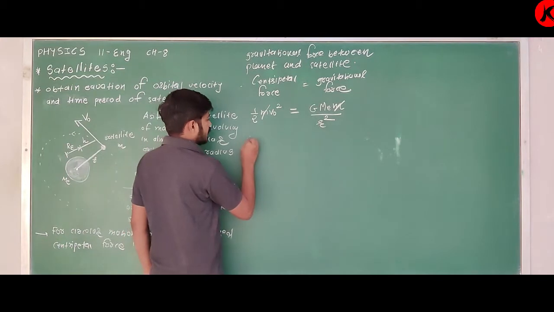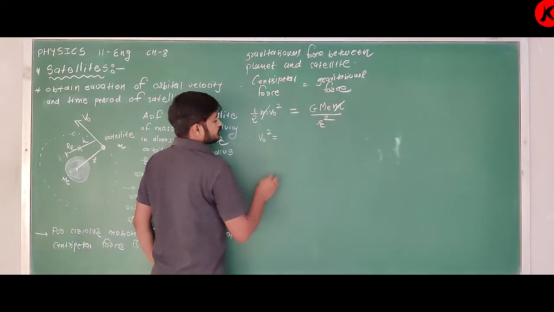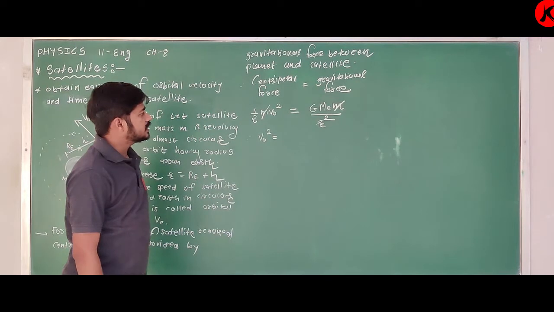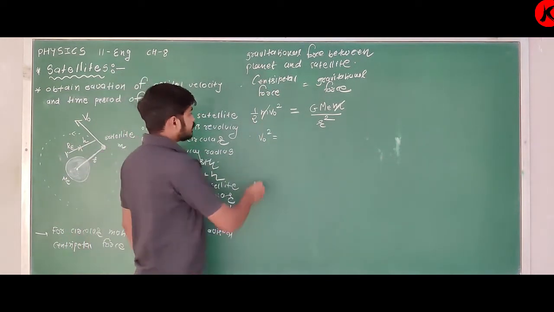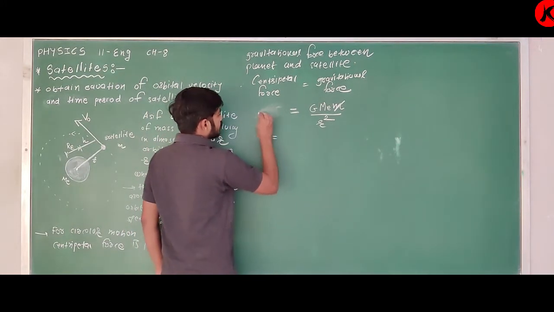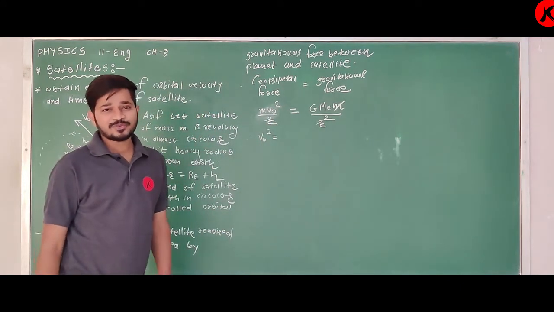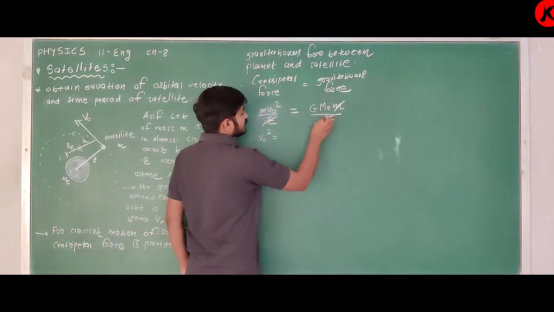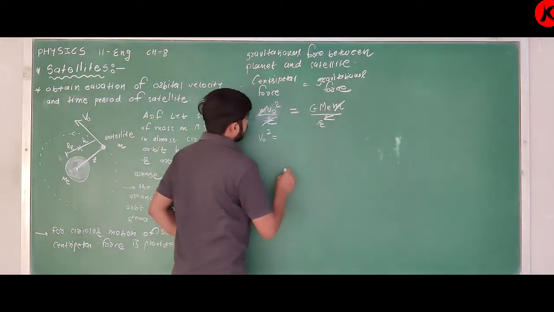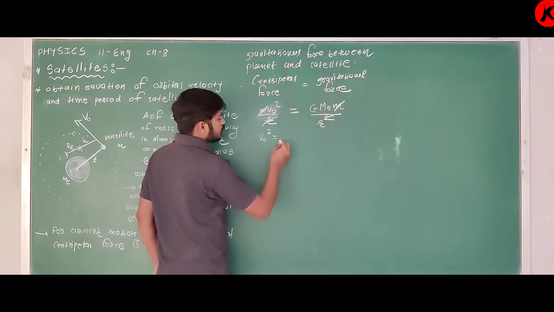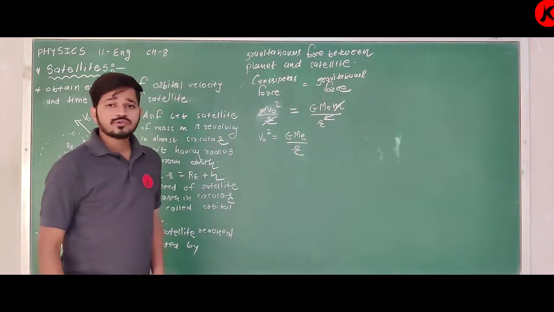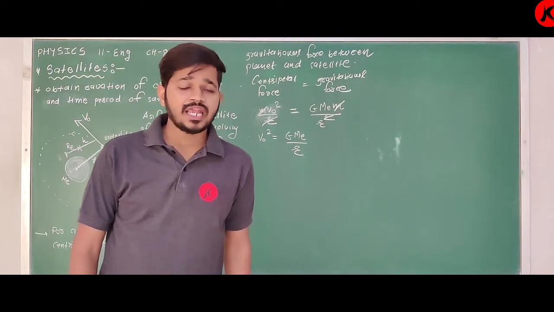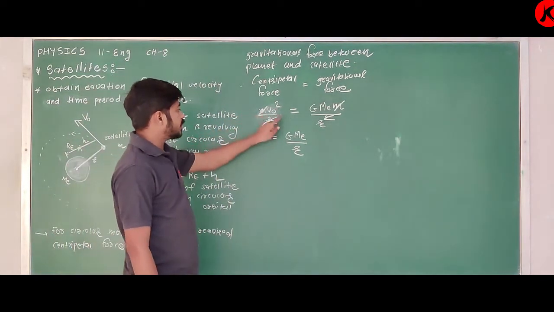Okay, and therefore I can write v0 square is equal to... sorry, it is a centripetal force. What is the equation of centripetal force? Centripetal force is m v square upon r. So r cancels, m cancels. So v0 square is equal to only G M upon r.